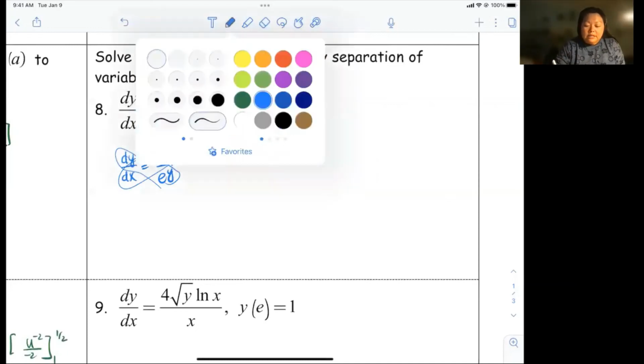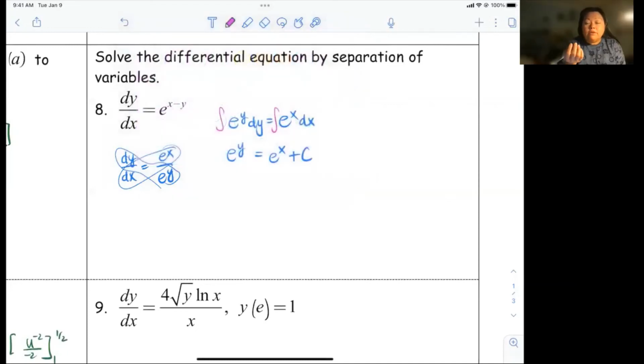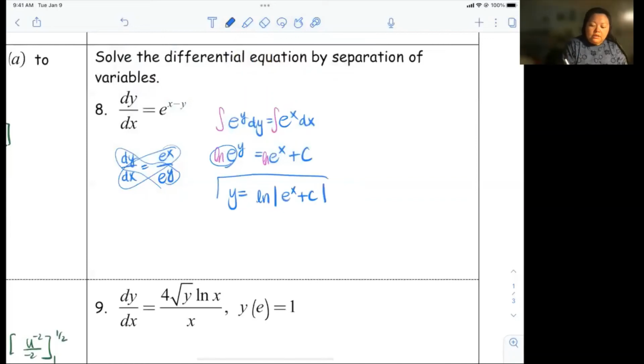All right, lastly, to get my y by itself, because when it says solve the equation, it means I want y equal, you simply take the natural log of both sides, right? So then your final answer would be, these two would reduce out, leaving your y here, your natural log of e to the x plus c, right? And that's it. That will be your final answer, okay?